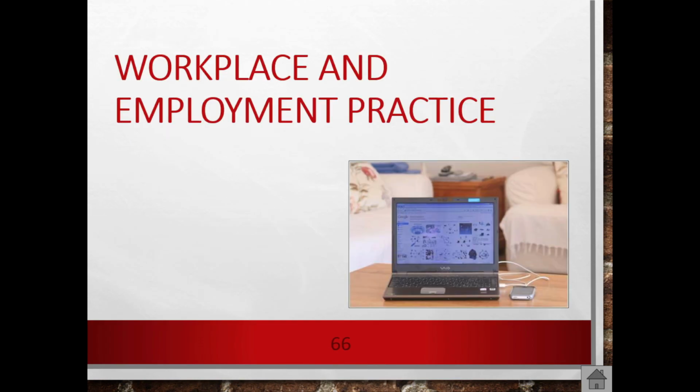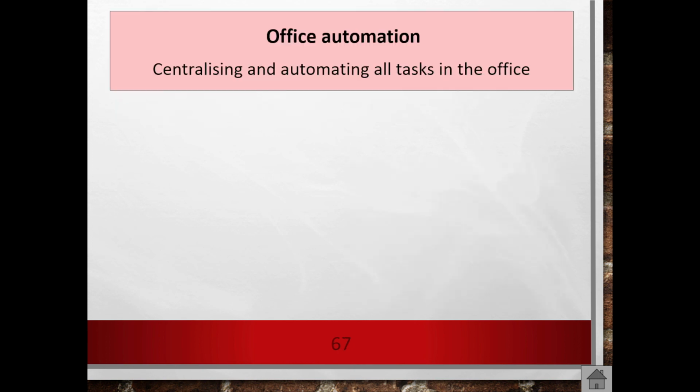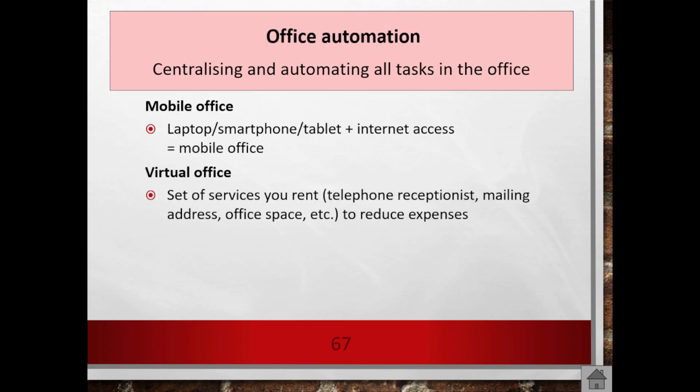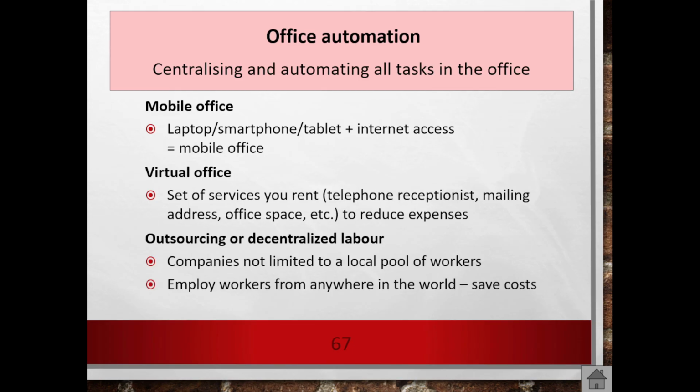And then lastly, workplace and employment practice. We talk about office automation. This is the centralizing and automating of all tasks in the office. For example, the mobile office. This is where we have a laptop, smartphone, tablet, and internet access, and that equals our mobile office. It means we can do the same tasks wherever we are. The virtual office is where you have a set of services you rent to reduce expenses. Then we have outsourcing, where the company is not limited to a local pool of workers. They can employ workers from anywhere in the world.